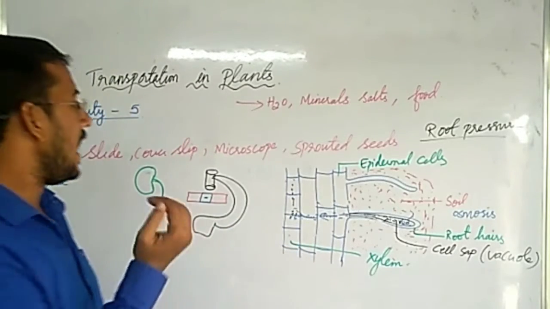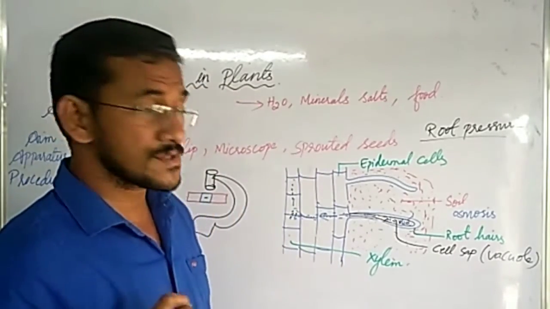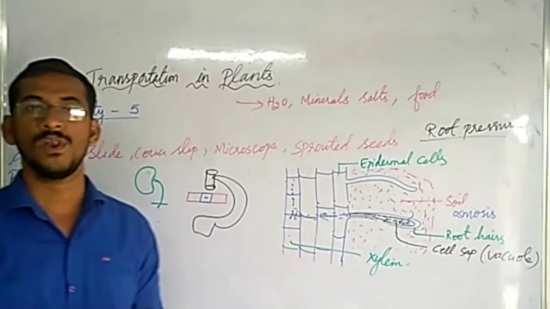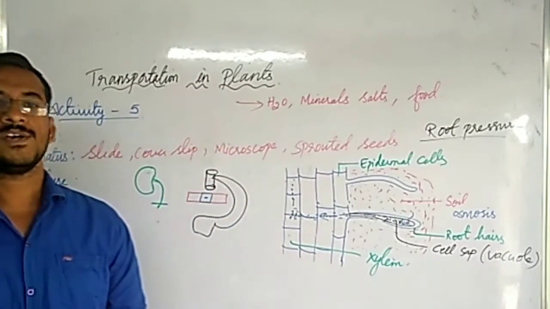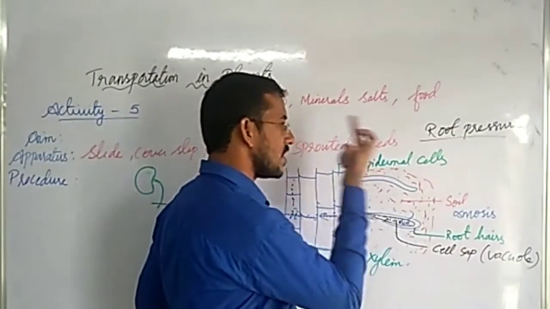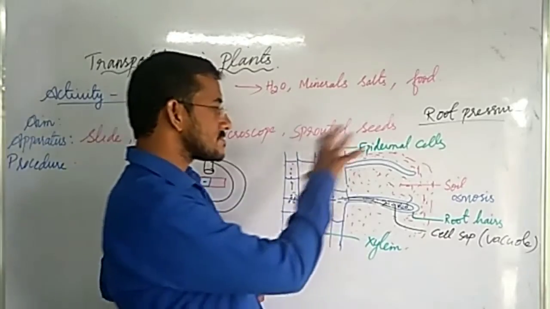Understood? And not only that, there is also transpirational pull. Because of transpiration, water is pulled up. So because of osmosis, root pressure, and transpirational pull, water is transported.